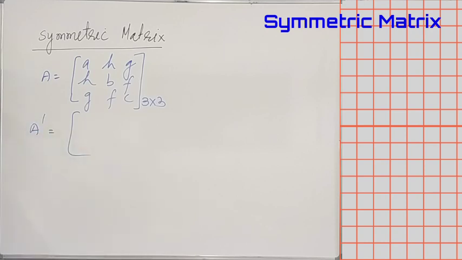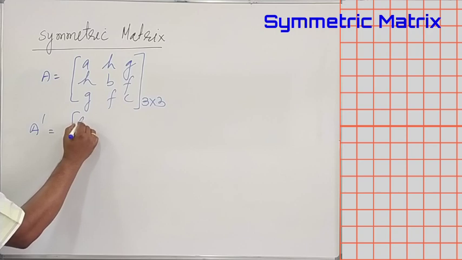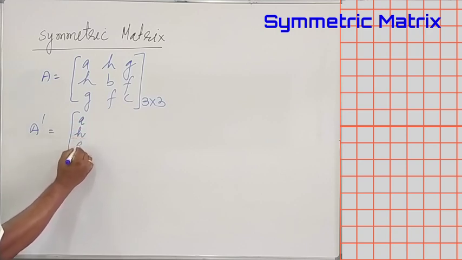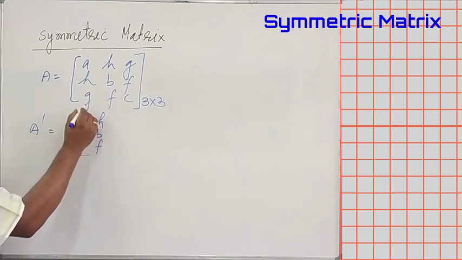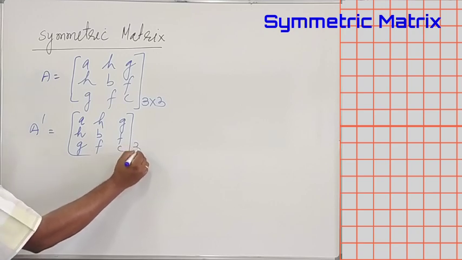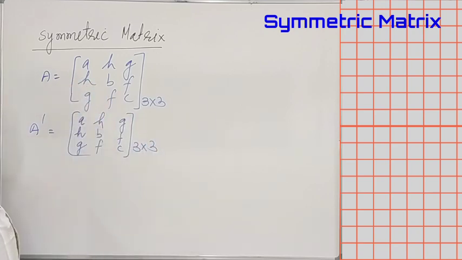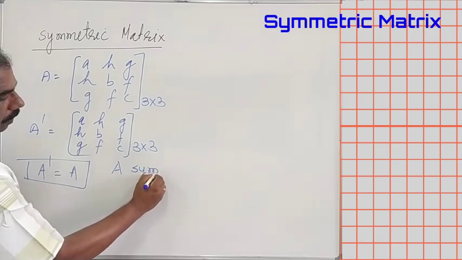A transpose is the matrix where the first row, that is A, H, G, becomes the first column, A, H, G, then H, B, F, then G, F, C. The rows and columns are interchanged, and we get a matrix of order 3 by 3. Now compare this A and A dash, we can find that A transpose is equal to A itself. In this case, this matrix A is known as a symmetric matrix.